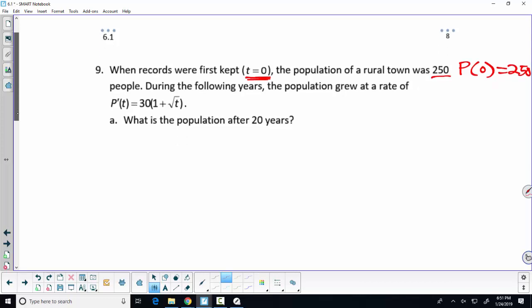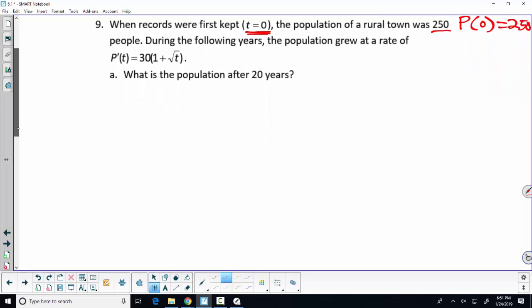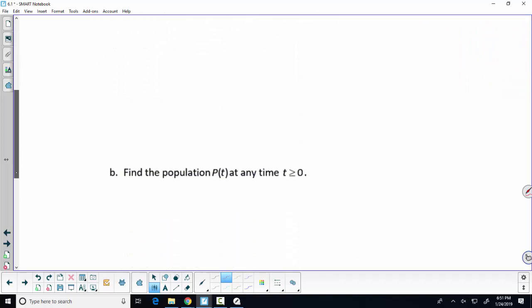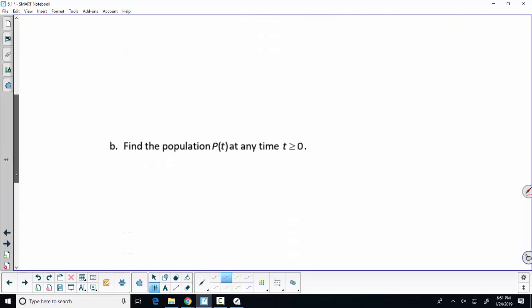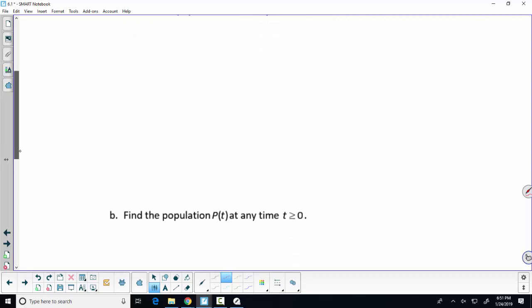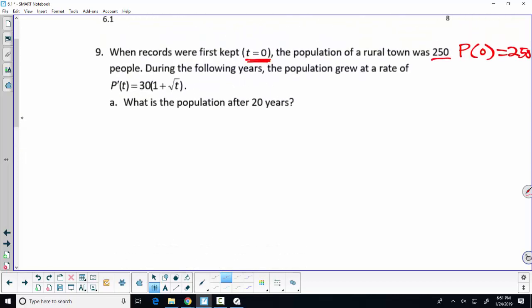So notice, your homework question, there are a couple that are similar to this. Notice it says, what's the population after 20 years? And then it says, find the population function for any time. Honestly, it doesn't matter what order you do this in. I think perhaps for most of us, it makes more sense to find the population function first and then plug the 20 into it, right? But it honestly doesn't matter which one you do first. So population after 20 years, P of 20, what would that look like? What would the formula be for that?